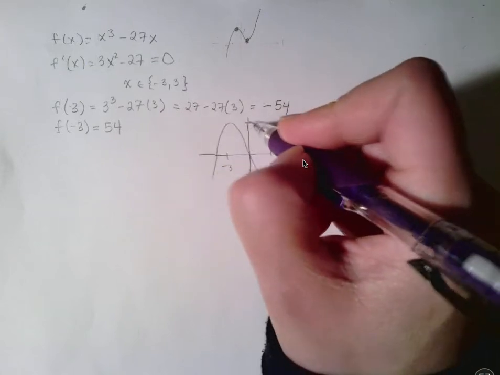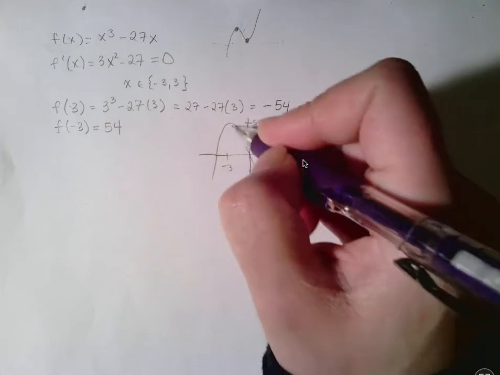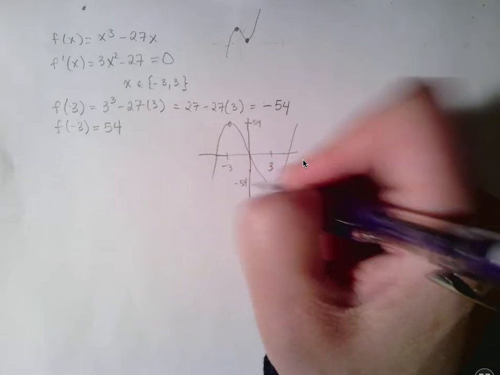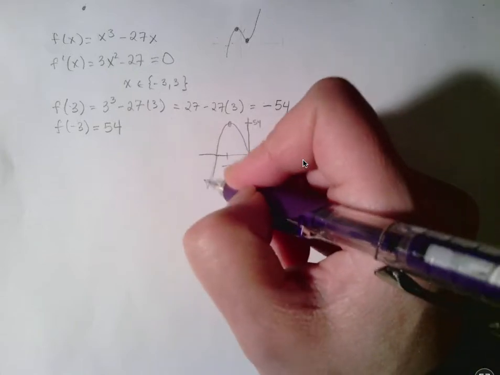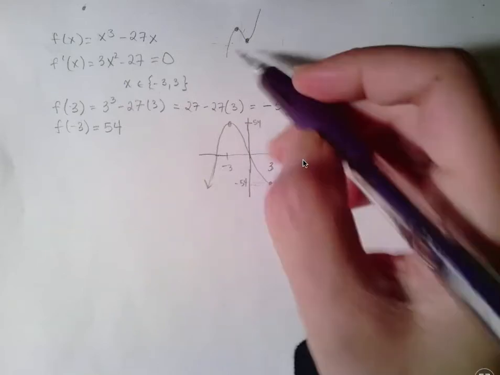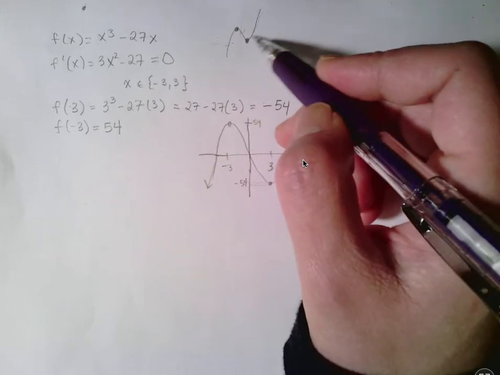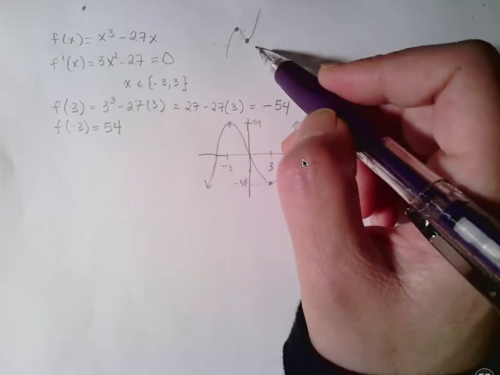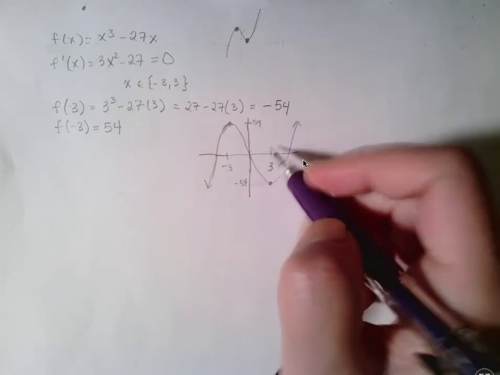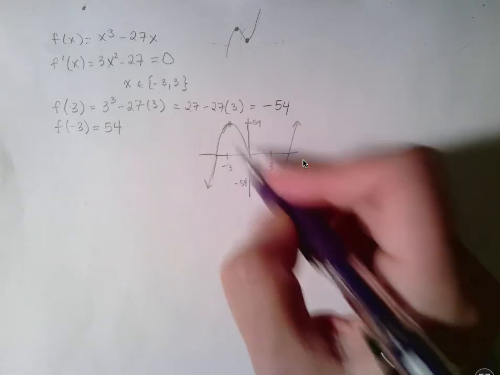Should be much skinnier than this, but this is 54, and this is negative 54. And that's what the function looks like. Now we happen to know that cubics have this shape. But if we didn't, and we just knew that we had this maximum and this minimum, okay, how would we know the concavity here?